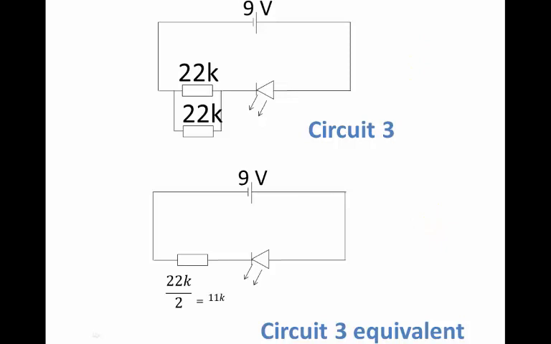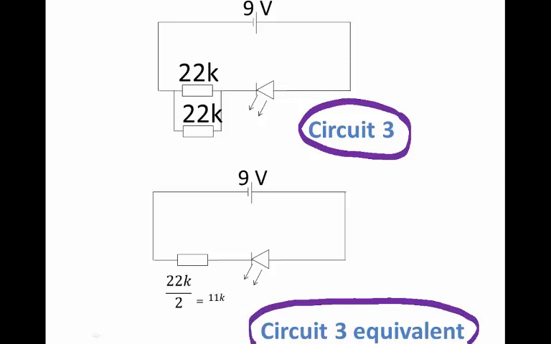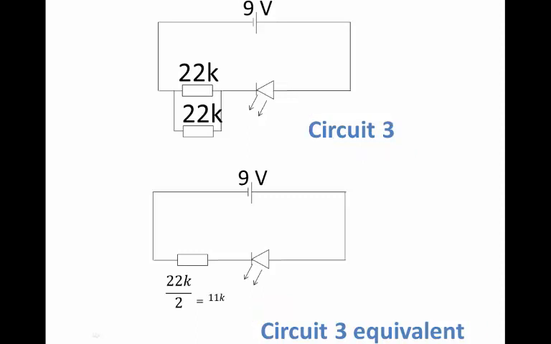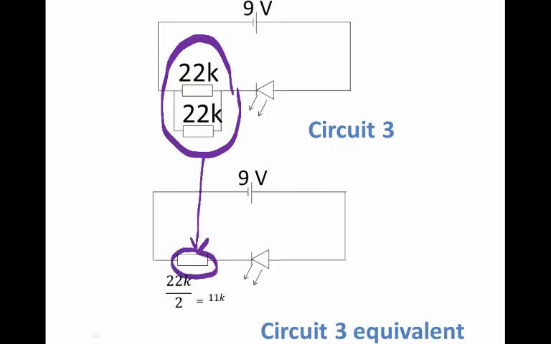We can call the top one circuit 3 because that is exactly as we saw it just now, and we can call the bottom one circuit 3 equivalent because it is equivalent to circuit 3 even though it might not look at first glance exactly the same. It has the same effect as circuit 3. So how do these compare? Everything is the same about them except that this parallel section has been replaced with a single resistor, so that now we have a series circuit, and this single resistor has the same resistance as that parallel combination.